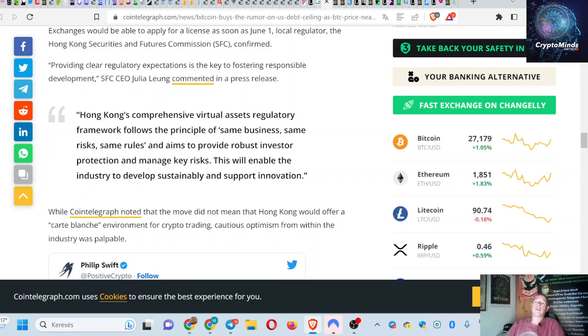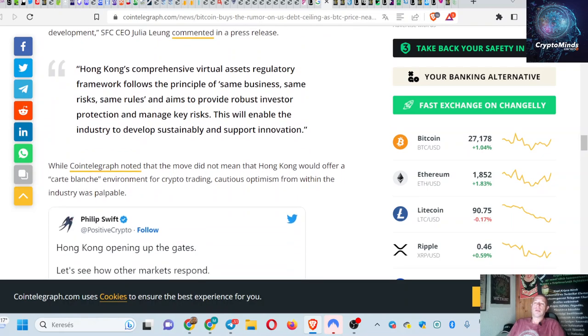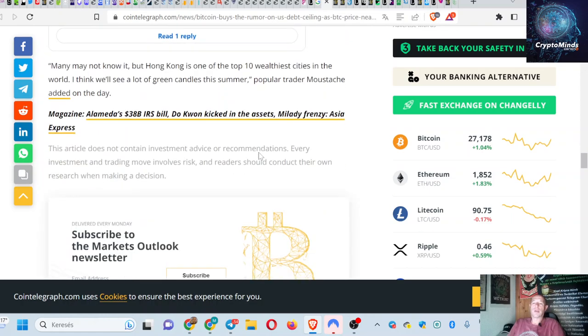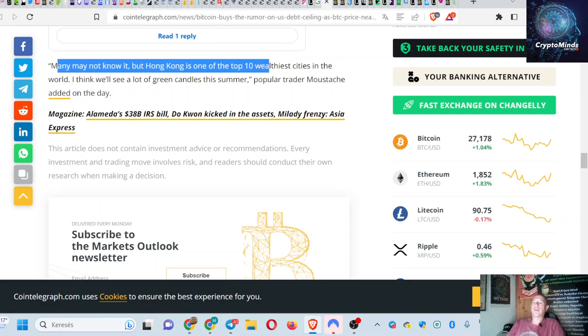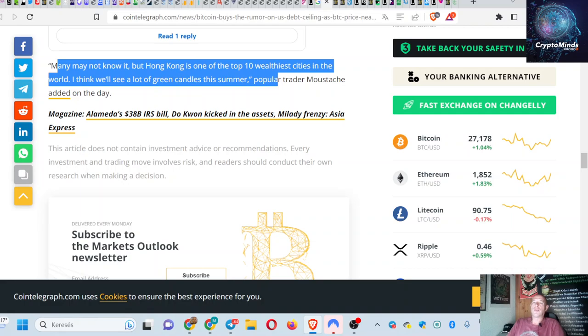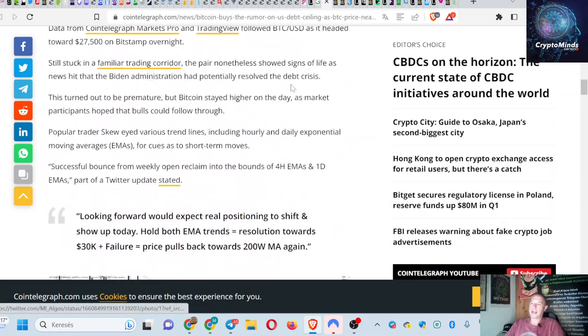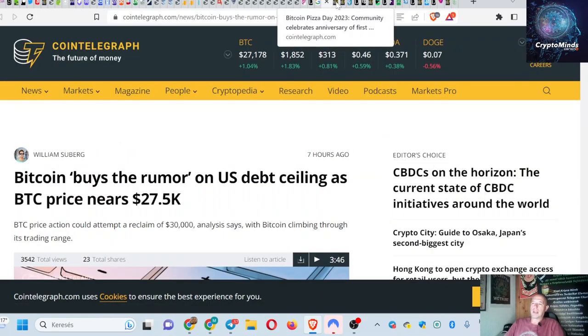Also, Hong Kong gives crypto a green light. Hong Kong's comprehensive virtual asset regulatory framework follows the principle of same business, same risk, same rules, and aims to provide robust investor protection and manage key risks. This will enable the industry to develop sustainably and support innovation. Cool. Many may not know, but Hong Kong is one of the top 10 wealthiest cities in the world. I think we will see a lot of green candles in the summer. Yes, we need these green candles.